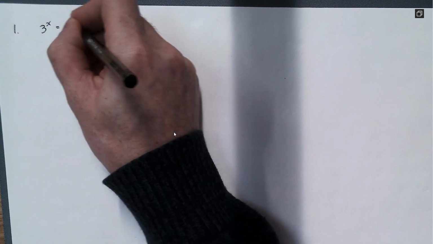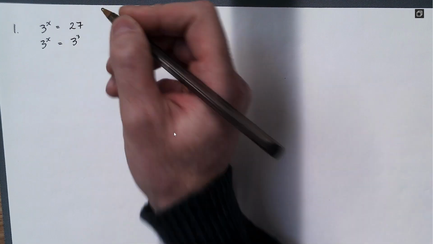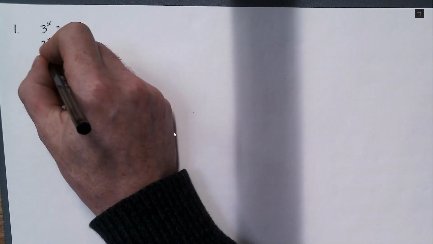This is just basic algebra, using the laws of indices. Here we have 3 to the power of x, equals a power of 3. Can you write the power of 3 as 3 to the power of 3? So 3 to the power of x equals 3 to the power of 3. Because the bases are the same, x has to equal 3.